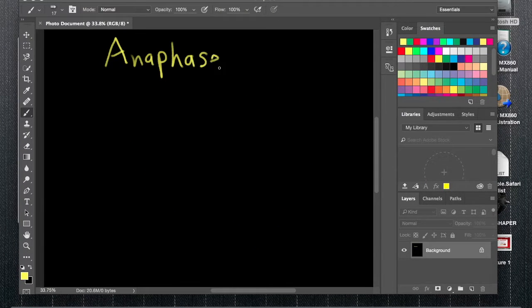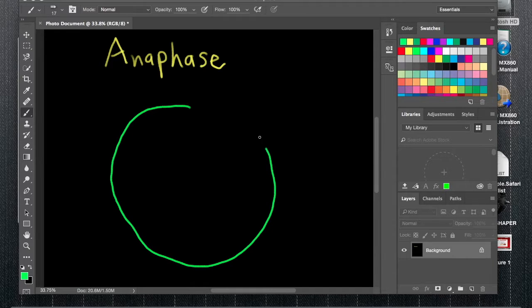So now we are looking at anaphase, continuing off of metaphase. So again, I outline the cell for you, and I'm going to draw two centrioles at each pole. I will label them for you. Here we go.